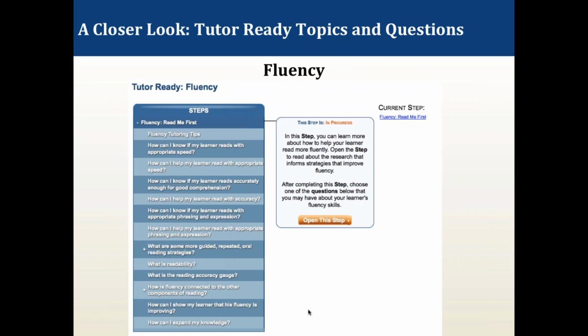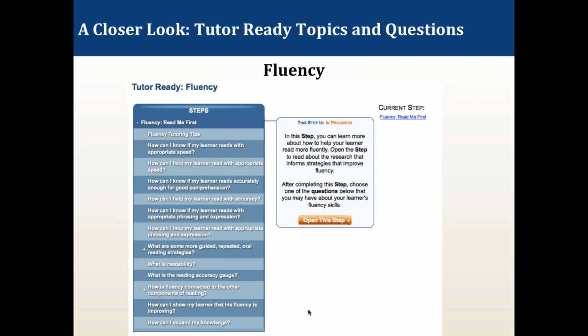Fluency: how can I know if my learner reads with appropriate speed? How can I help my learner read with appropriate speed? Same thing for accuracy, and same thing for phrasing and expression. And the technique that research is absolutely certain about, and those of us who have used it know, is that the strategy called guided repeated oral reading absolutely works to increase all aspects of fluency. And so we've got a lot of information on the 7 different ways to use guided repeated oral readings. And then we talk about readability: how do you know whether a text is at the right level for your student?